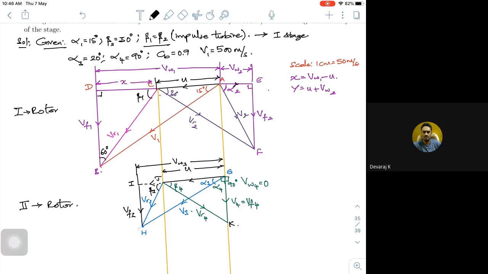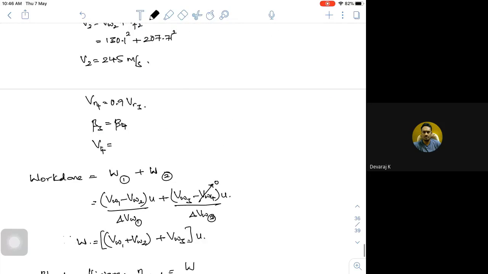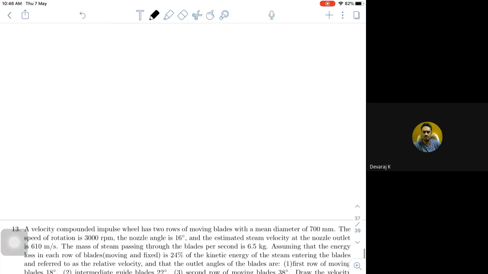70 to 80%. So your blade velocity, that is your U, if you want to find it, is around 100 meters per second. So these are some rough numbers I'm giving you. You can cross check with those numbers and you can calculate. So I'll just go through one more problem.